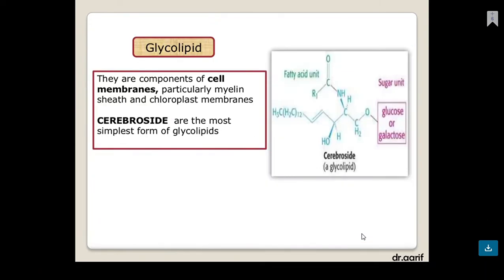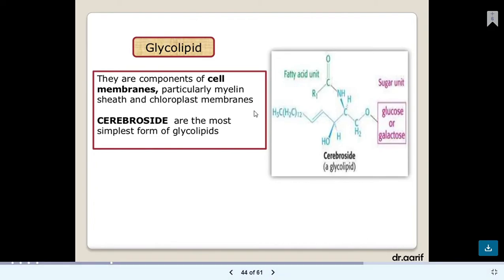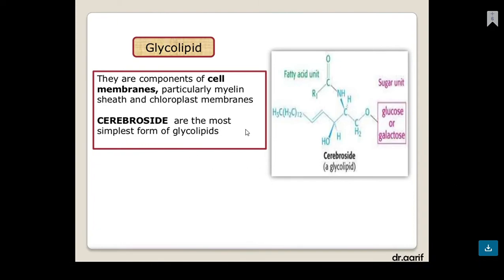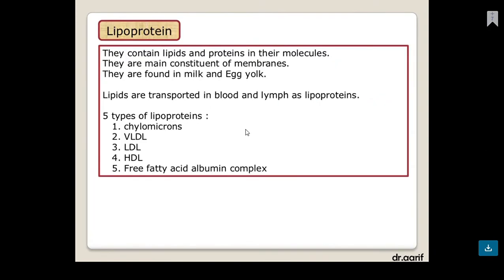Glycolipids are the components of cell membrane, found particularly in the myelin sheath and chloroplast membrane. Cerebroside is the simplest form of glycolipid. And lipoprotein, as I mentioned, contains lipids and proteins in the molecule. They are found in milk and egg yolk. They are the main constituent of membranes. And lipids are transported in blood and lymph. These are all known as lipoproteins.